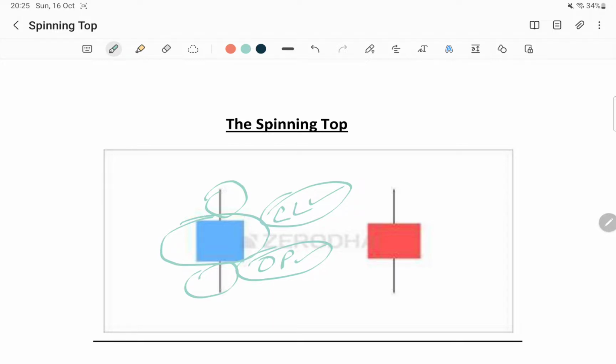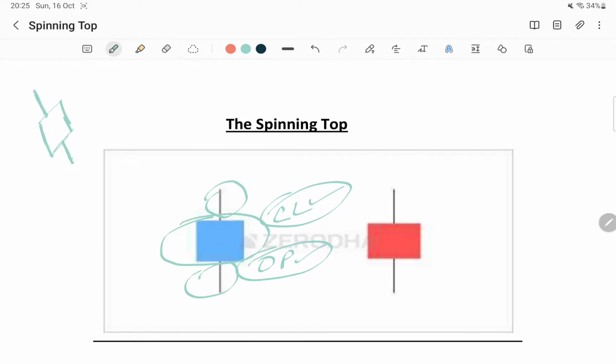What is the meaning of that? A spinning top may be a green candle or a red candle, and that is not relevant. The main part is the body, which is a smaller body, and the upper shadow and lower shadow will be about the same.